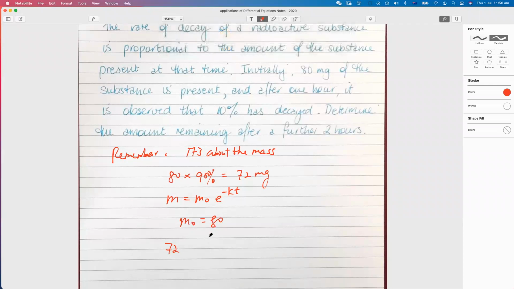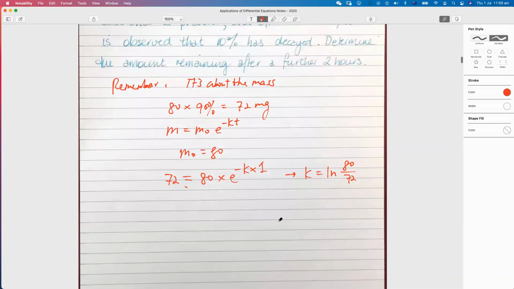So that's the first piece of information. The second piece of information: 72 after 1 hour. So 72 is equal to m naught, 80, times e to the power of negative k times 1 hour, which gives us k is equal to the natural logarithm of 80 over 72.